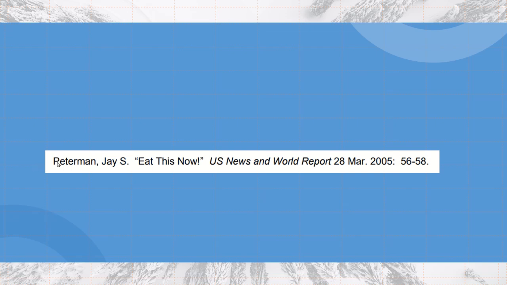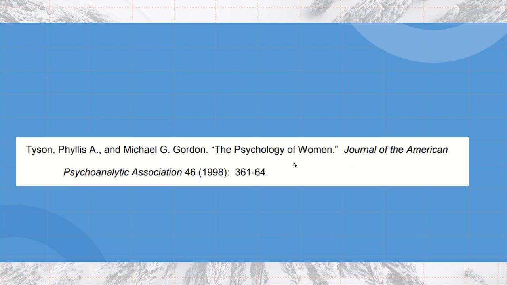All right, Jay Peterson, great, author, title of the article, Eat This Now, and then where it came from. Whoops, sorry, skip one. Same thing with this one, two authors, great, last name first. Then for the second one, you notice that the first name comes first, that's fine. Psychology of Women is the title of the article. Smaller, so it's quotation marked. And the bigger thing that it came from, Journal of the American Psychoanalytic Association, is italicized.